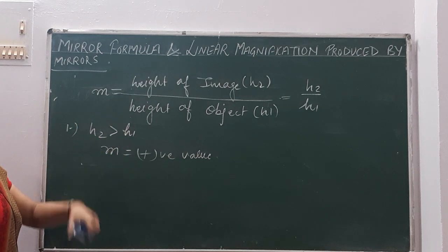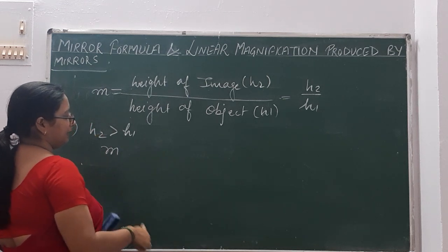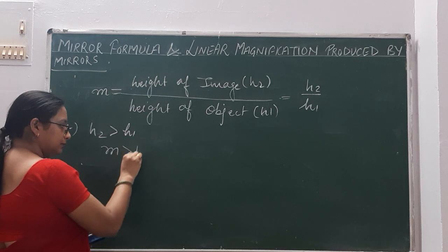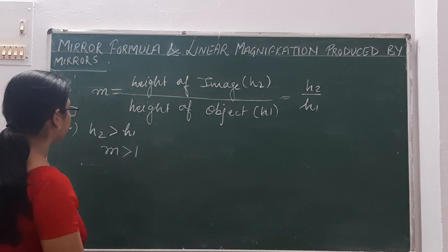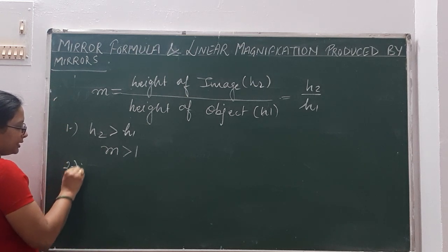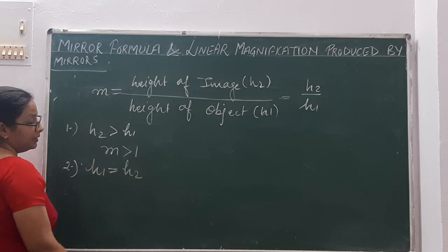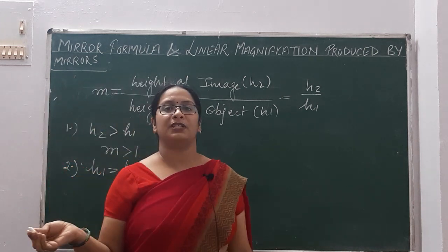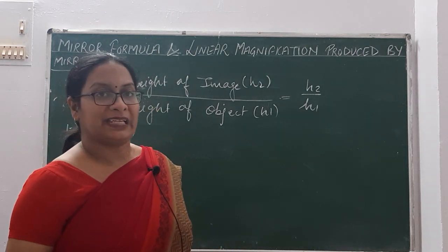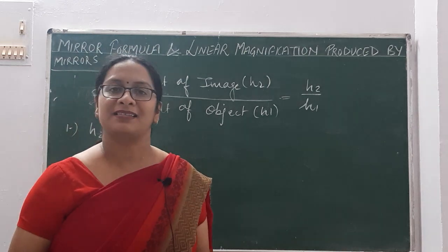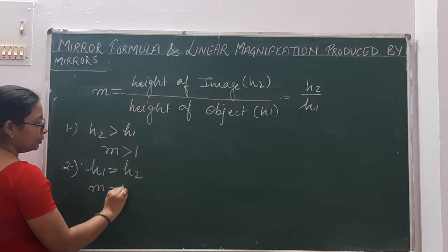If h2 is greater than h1, then m will be greater than 1. This ratio will be greater than 1 if h2 is greater than h1. Now, in second situation, if h1 is equal to h2, means the height of image and the height of object both are same. This will happen in case of concave mirrors when the object is at C. In this case, magnification is equal to 1.